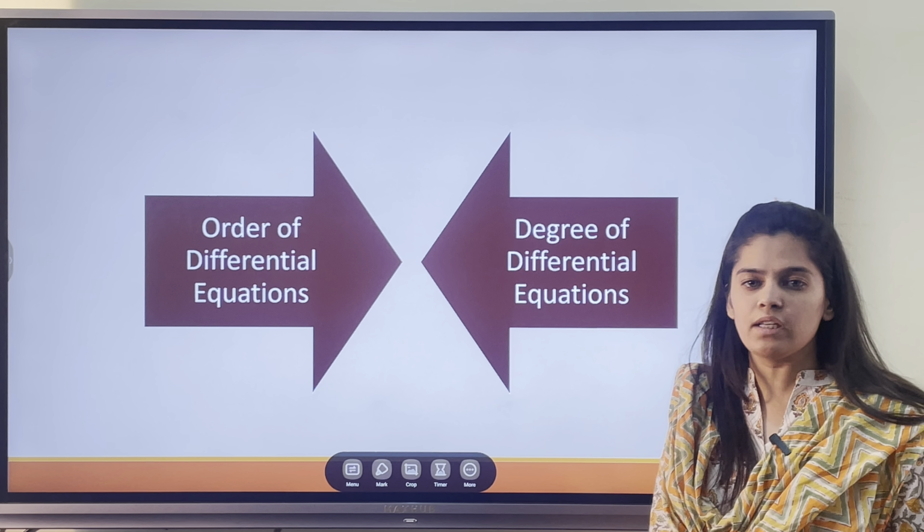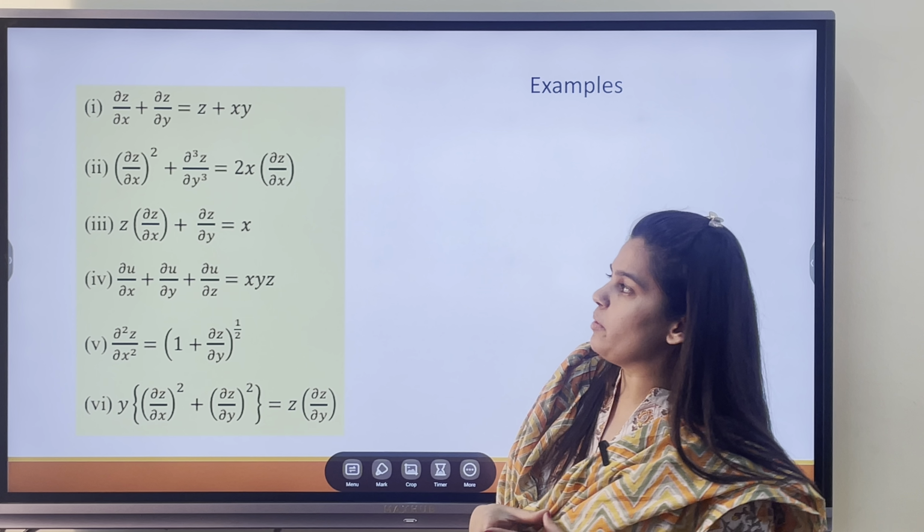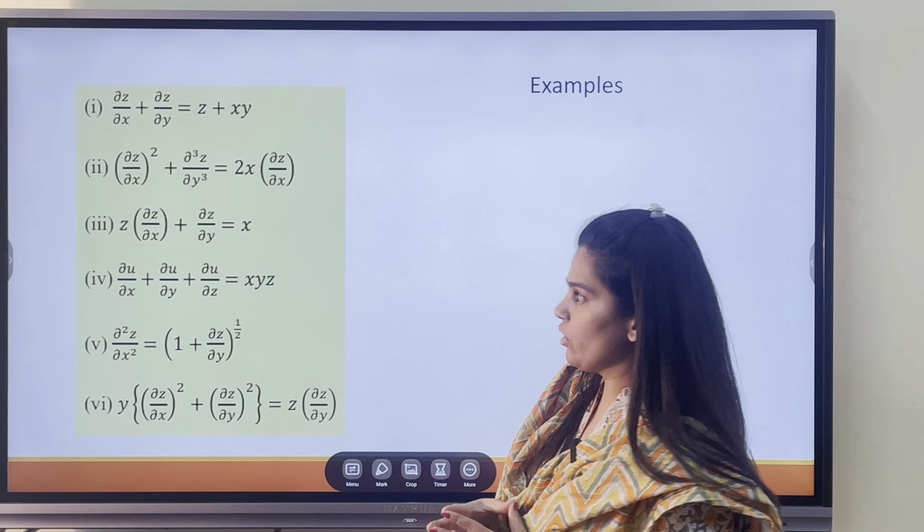One important thing to note is that the degree of a differential equation can never be a fractional value. If it is a fractional value, then we need to convert it into a whole number by using the laws of exponents. Here are some examples of the degree and the order of a differential equation. In the first case, the number of times the variable z is differentiated with respect to the variables x and y is 1. So for the first example, the degree is 1 and the order is 1.